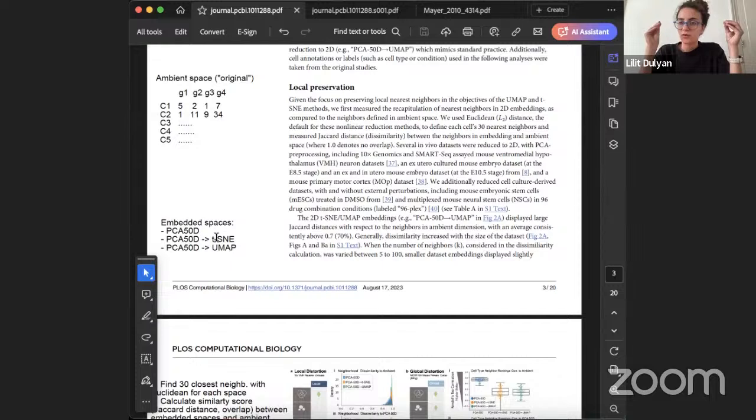After that, they wanted to understand if those 30 neighbors are the same in the embedded space. So they calculated the Jaccard distance. Basically, it says how much these two batches are overlapping. So if the neighbors in embedded space are the same neighbors in the ambient space, the original space. Technically asking, is the local structure preserved?